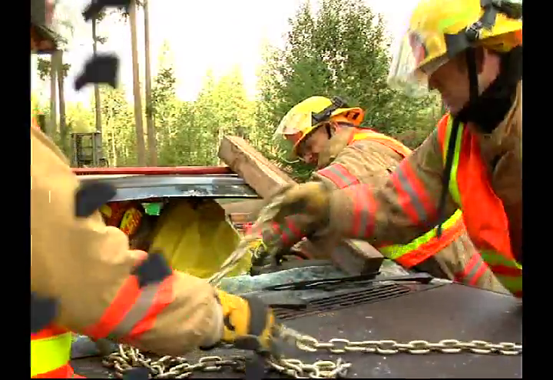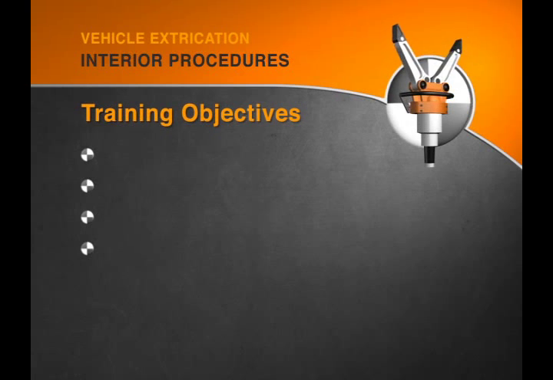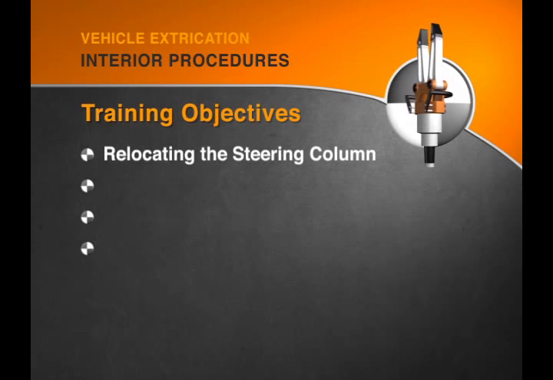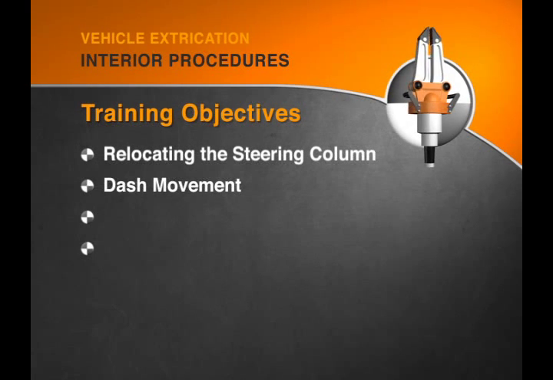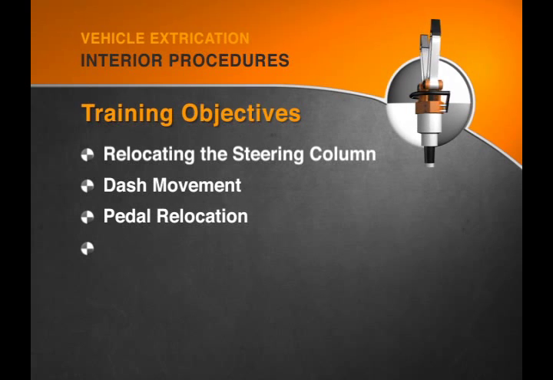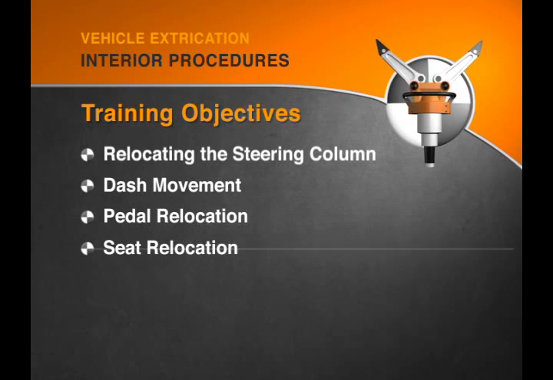In this program, the training objectives are to demonstrate how to move or remove a steering column, to show how to move a dash, to show how to relocate or remove a pedal, and to demonstrate how to relocate or remove a seat.